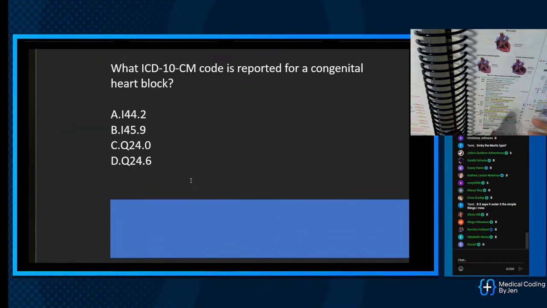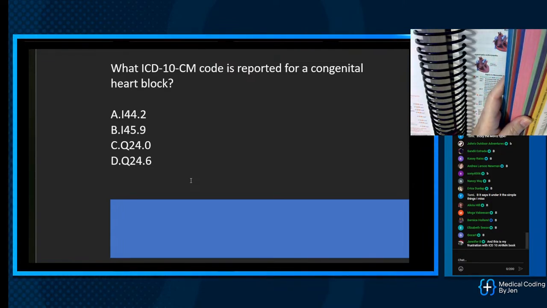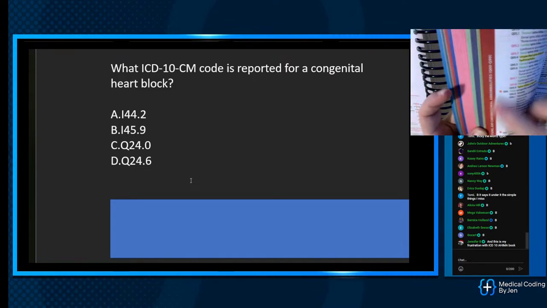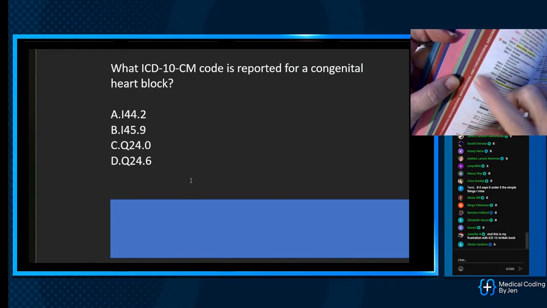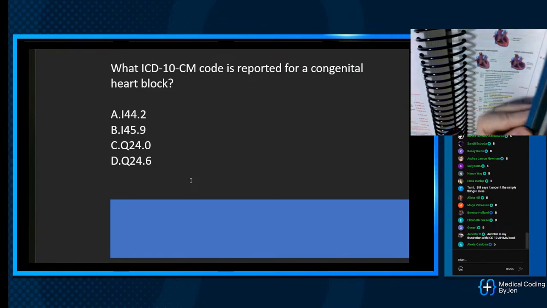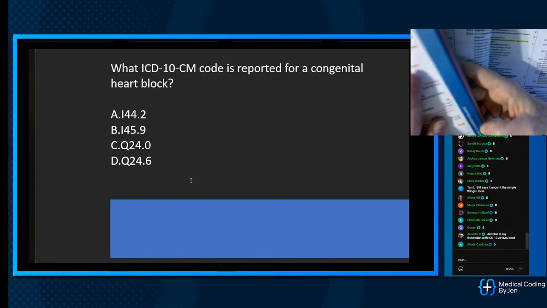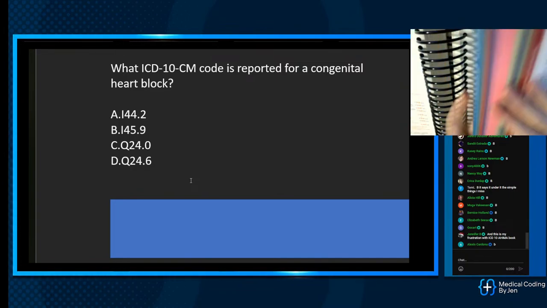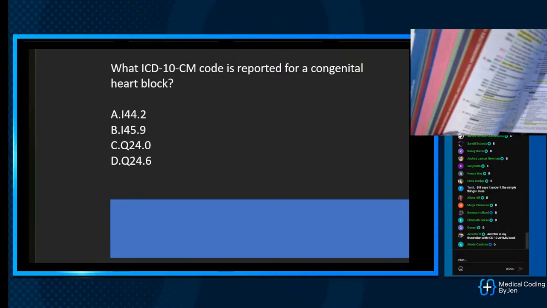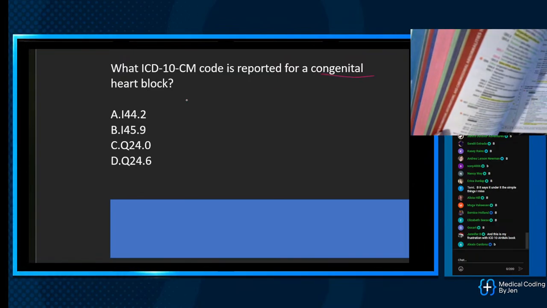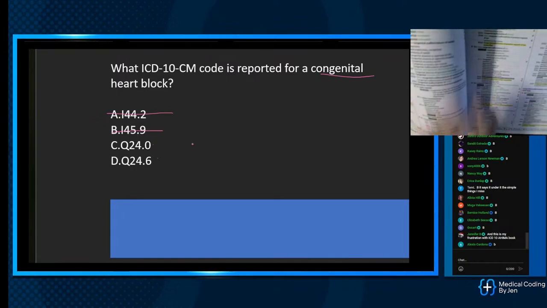What if it's congenital? Are we going to do the I section, or are we going to be in the Q section, right? Q is the red headers. It starts out with the words congenital malformations. So you know right away, just thinking about that, I's are for diseases of the circulatory system, but Q's are for all congenital malformations. You know right away when they say that word congenital that you can get rid of A and B. And that gets you down to a 50-50 shot. Then we just got to go see what our differences are between those Q24s.